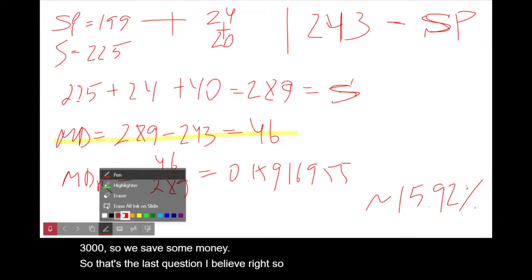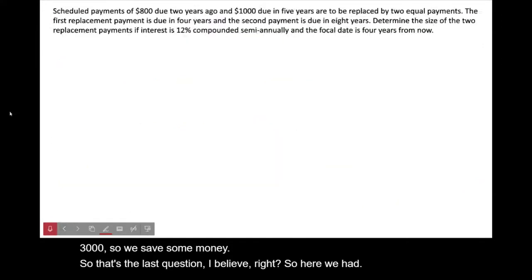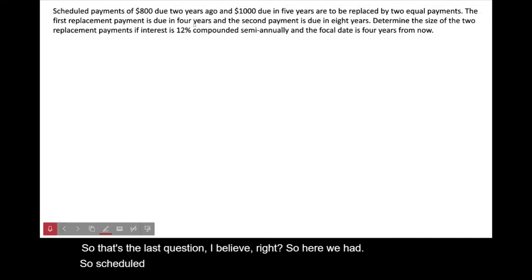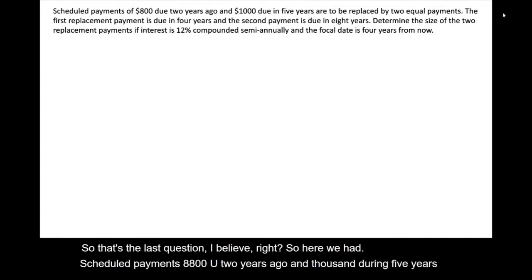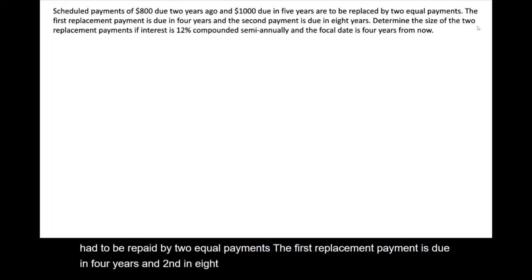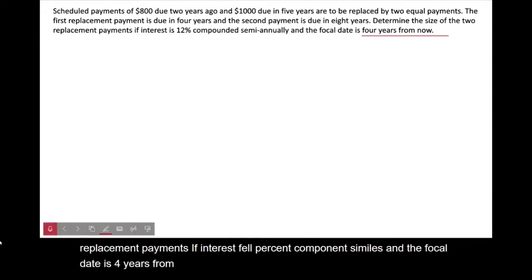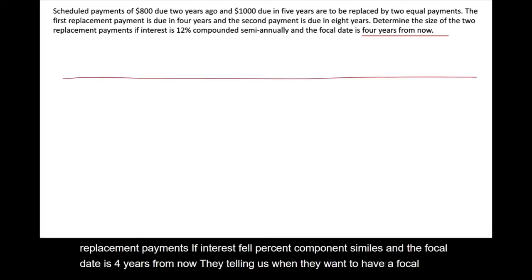So here we had a question. Scheduled payments of 8,800 due 2 years ago and 1,000 due in 5 years are to be repaid by 2 equal payments. The first replacement payment is due in 4 years and the second in 8 years. Determine the size of the 2 replacement payments, if interest is 12% compounded semi-annually and the focal date is 4 years from now. Now they're telling us when they want to have a focal date. So let's see.